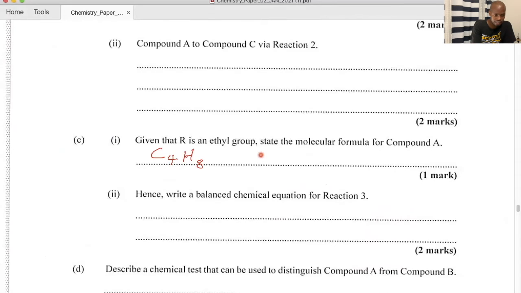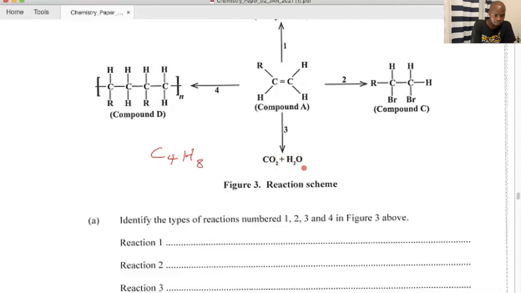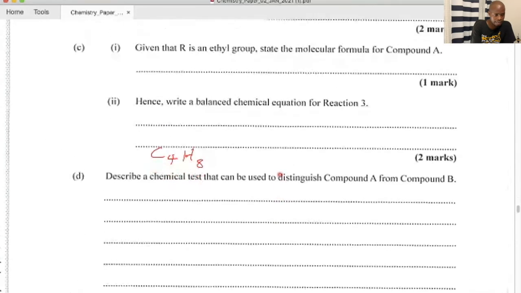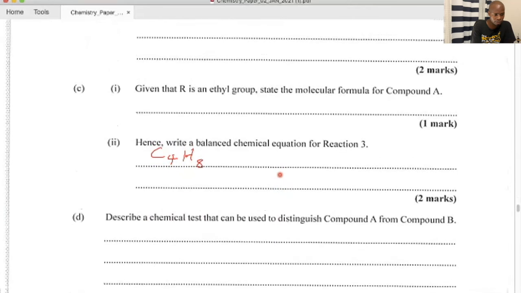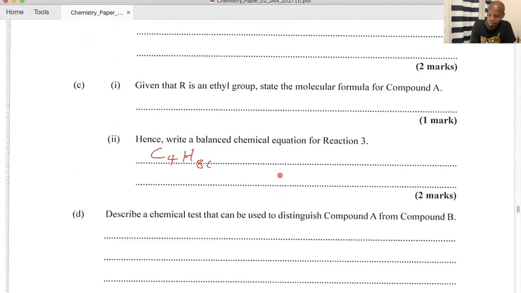Reaction 3 was the combustion reaction, as we had mentioned, where we have carbon dioxide and water being formed. So we would go right back and write our equation, C4H8. Now, this is the fourth member of the alkene series, so we expect this to be a gas, and this would burn, of course, in oxygen to give us CO2 gas and water vapor. You don't see liquid coming out of your burner when you're burning your gas at home, your LPG.